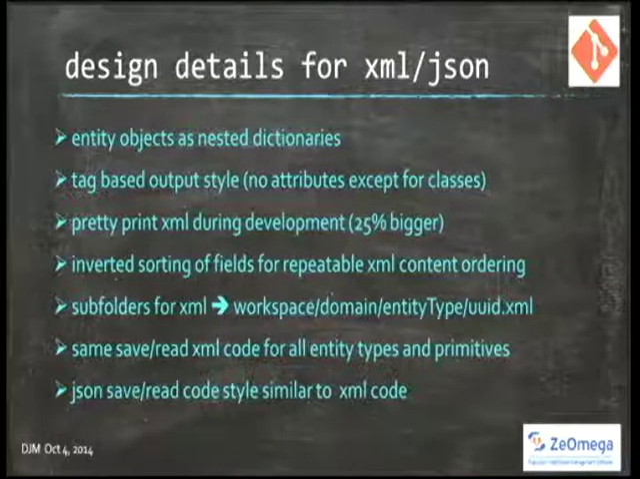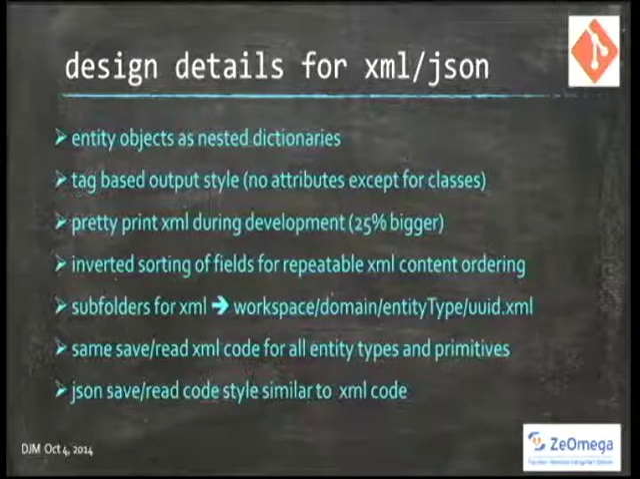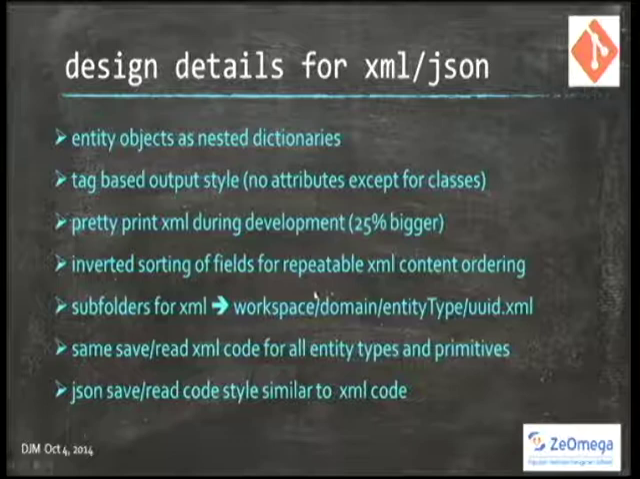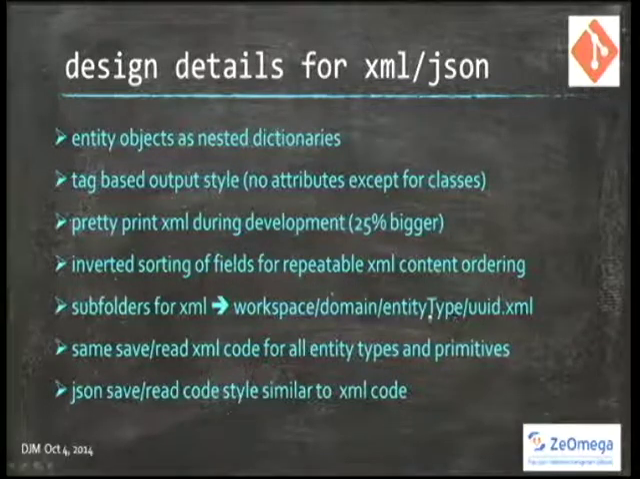And then I do an inverted sorting of the fields, so the field order is repeatable. By redoing inverted alphabetic sorting, the UUID ends up at the top, and we can see it easily, and it works pretty well. Then we have all these subfolders that look like this, where you have, like I said, the workspace name, the domain name, the entity type, and then the UUID. That's what the path looks like.